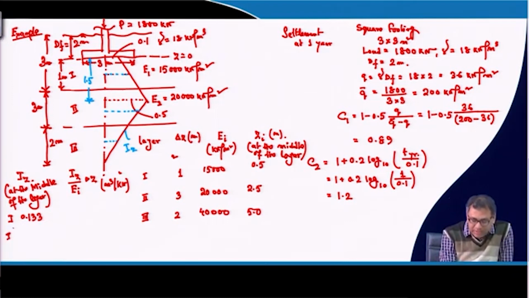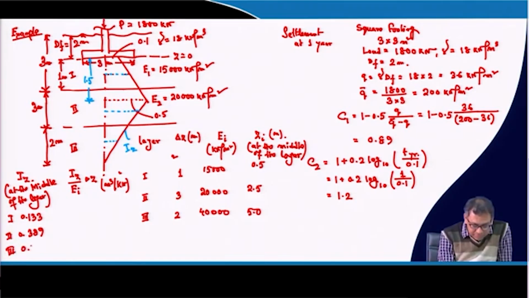For layer 2, at a distance of 2.5 meters from the base of the foundation: here at 1.5 meter it is say 0.5, and at 6 meter it is 0. So again, by linear interpolation I will get the value at 2.5 meter from the base of the foundation, and that value is 0.389.